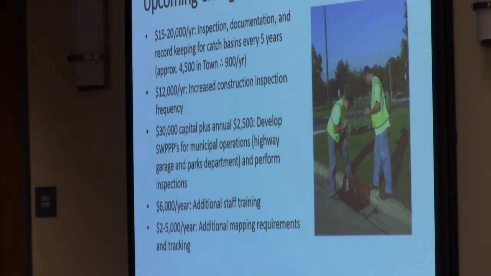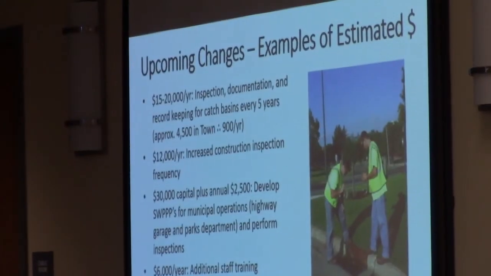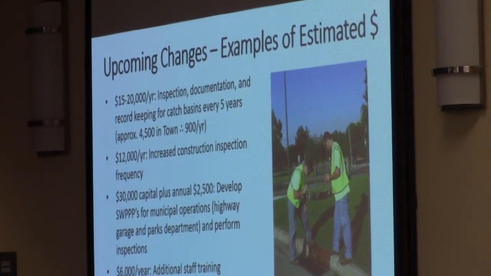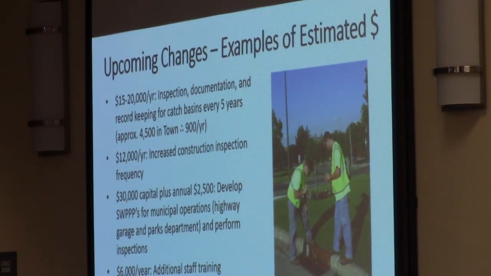And then my last slide here is just an example of some estimated costs based on these upcoming changes of the MS4 program. To do the inspections of the catch basins, which is approximately 900 a year, I would estimate that being a $15,000 to $20,000 labor cost to do that. The increased construction inspection frequency, so that's going out to the sites, taking photos, writing up the inspection, showing where the disturbances and the practices are being implemented on site. That increase would probably be about $12,000 a year in labor for staff.